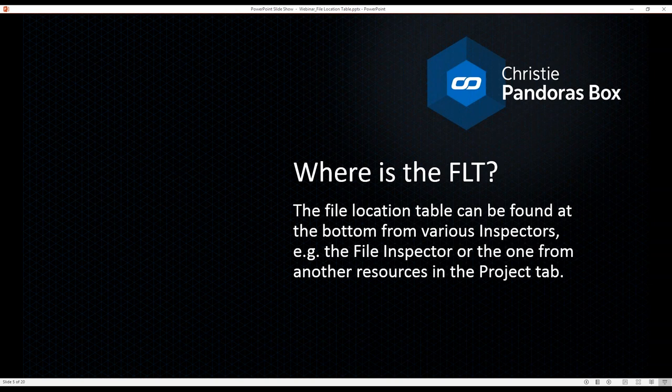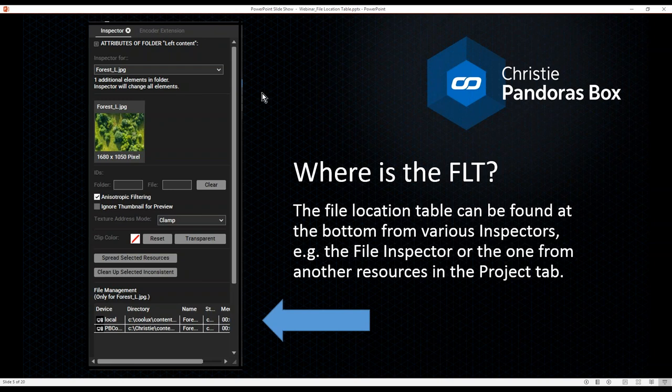The file location table can be found at the bottom of the various inspectors, for example, the file inspector or other ones, when you click on a resource in the project tab. So when you drag content from the assets tab into the project tab, select it there, then have a look in the file inspector and scroll all the way down, this is where you can find the file location table.